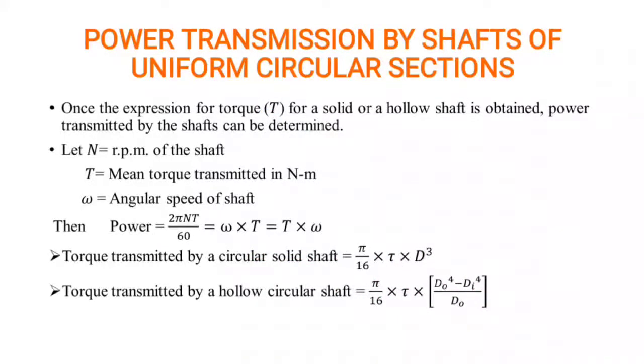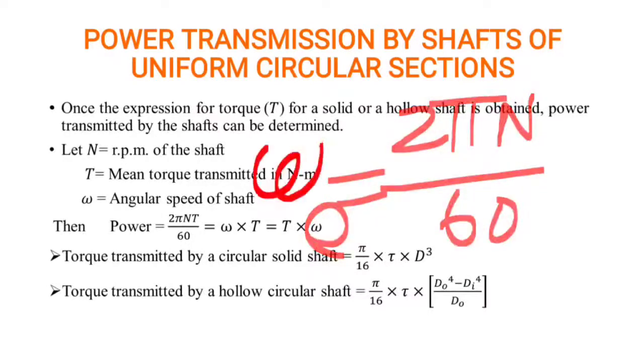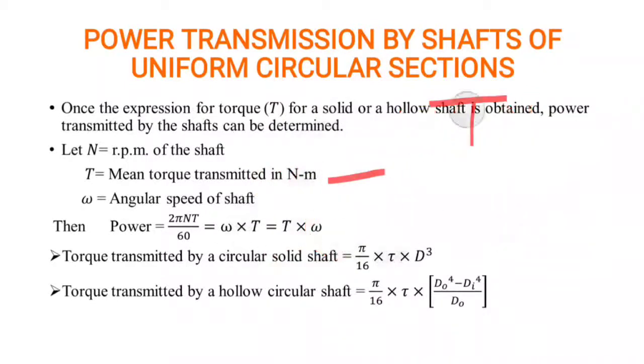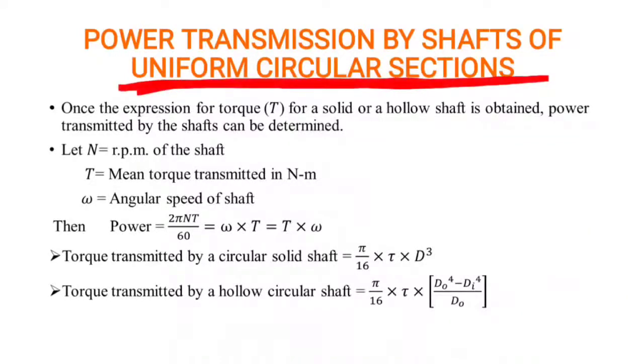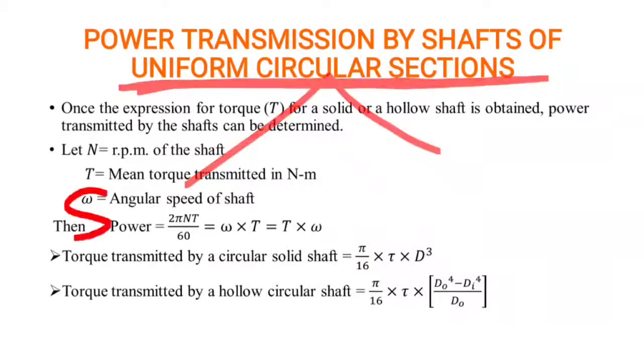In this, I can find omega by using 2 pi N by 60, but tau is not known to me. For different sections it may change, so we have to calculate for uniform circular sections, isn't it? For uniform circular sections, we have two types: one is solid and another one is hollow.